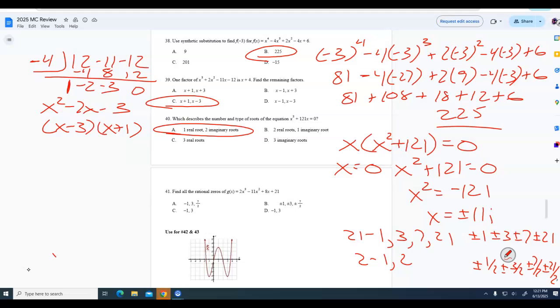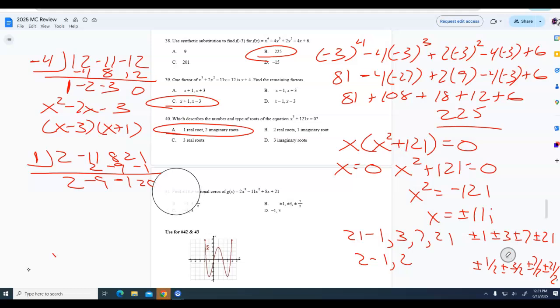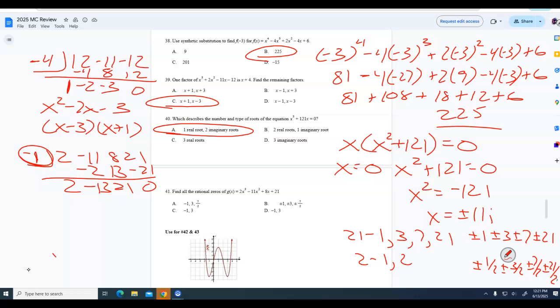And then you start trying them. We'll start with 1. 2, negative 11, 8, and 21. Drop the 2, we get 2, negative 9, negative 1. That gives me 20. That's no good. Let's try negative 1. Drop the 2, we get negative 13. We get 13, that's 21. Negative 21, that's 0. So that means negative 1 is a root. Okay, or a rational zero.